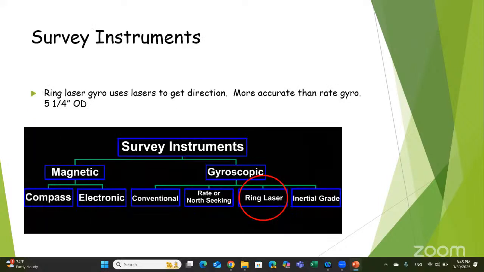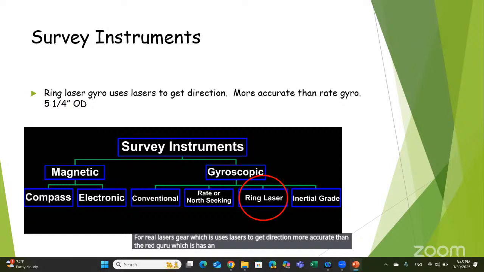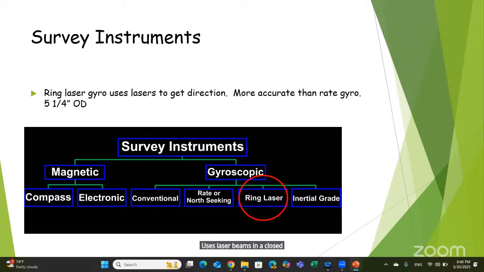For ring laser gyro, it uses lasers to get direction and is more accurate than the rate gyro, and has an outside diameter of 5 1/4. The ring laser is an advanced type of gyroscopic sensor used in wellbore surveying, directional drilling, and measurement while drilling operations. It uses laser beams in a closed optical path to detect rotational movement, offering high stability without moving parts.